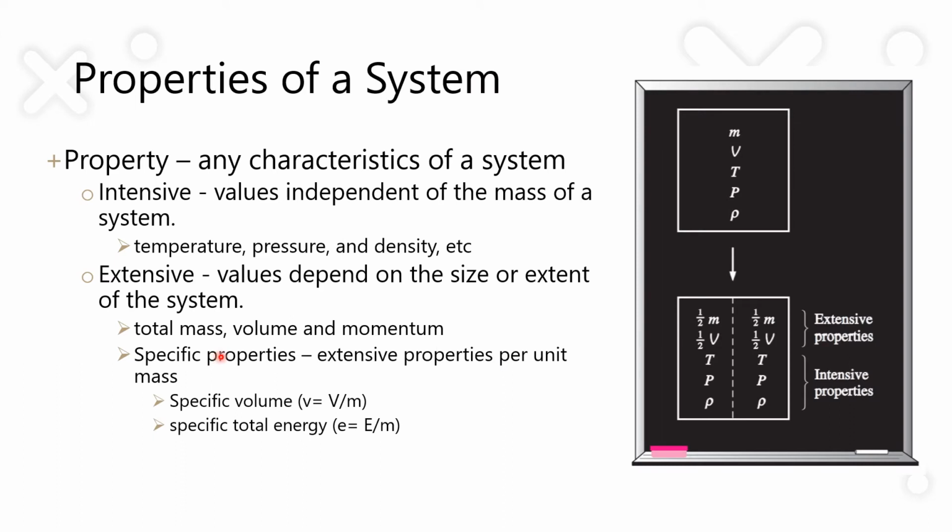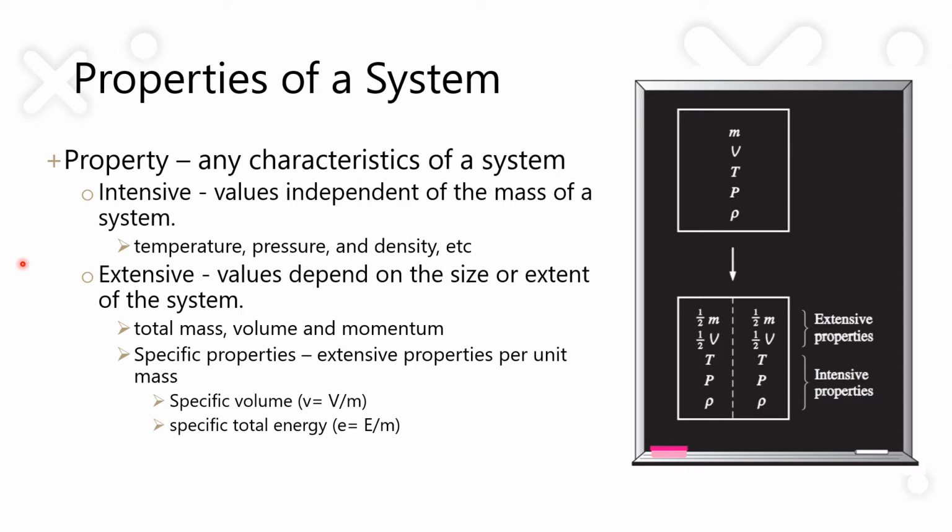Now let's tackle the properties of a system. Any characteristic of a system is called a property. A few examples of these properties are pressure, temperature, volume, mass, viscosity, and thermal conductivity. Properties are considered to be either intensive or extensive.